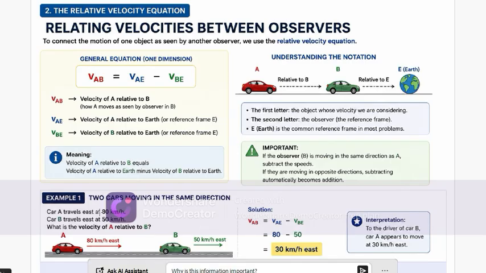Car A travels east at 80 km per hour and car B travels east at 50 km per hour. What is the velocity of A relative to B? Using the equation, VAB is equal to VAE, which is 80 km per hour, minus VBE, which is 50 km per hour, getting 30 km per hour east. That's the answer for VAB. The interpretation is that to the driver of car B, since he is the one we are taking as the observer, car A appears to move at 30 km per hour east.